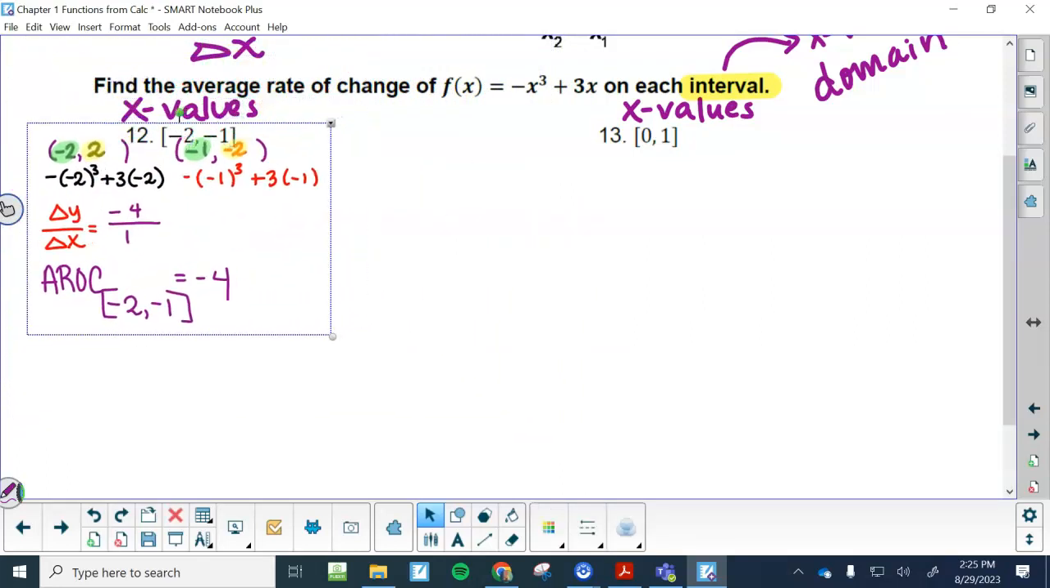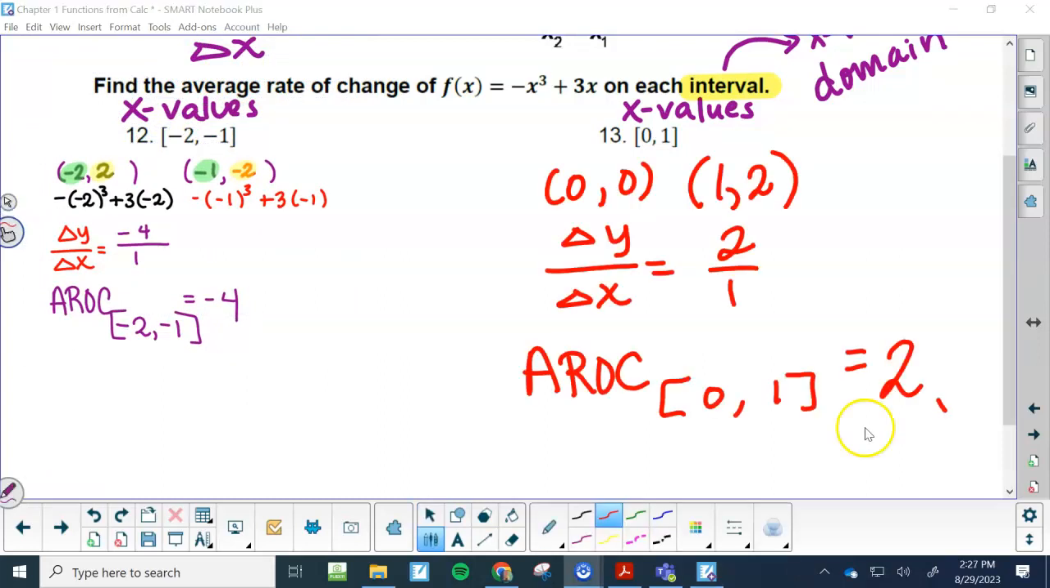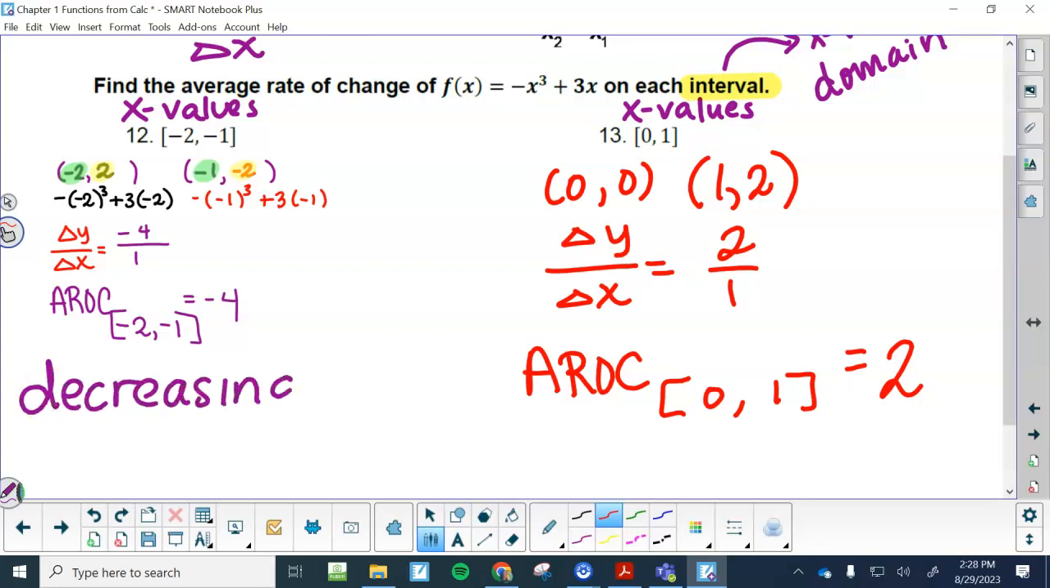Now we're going to do it all over again with that interval. Right, so over here, do you think the function is increasing or decreasing in the beginning interval? It is decreasing, write that down. Let's write that it's decreasing over here. What do you think the function is doing between 0 and 1?